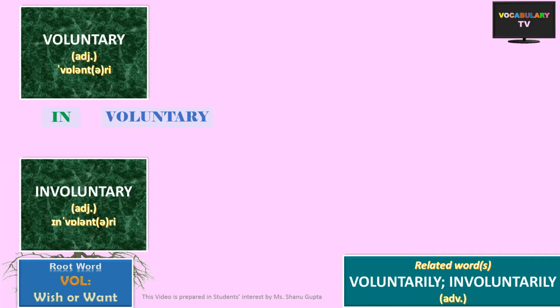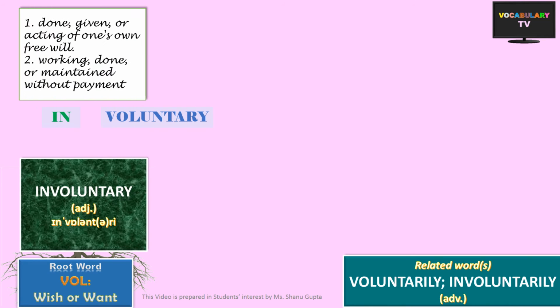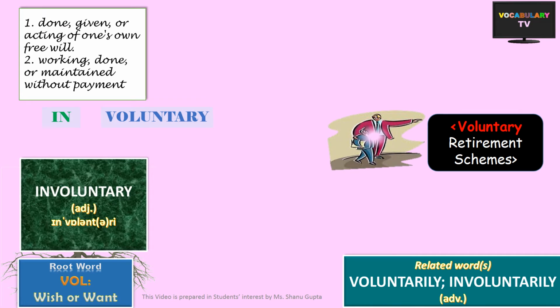Our next word is voluntary. The word is used for some entity or for some activity that is carried out of one's own free will, and many a times without payment. The most popular context in which the word is used in the corporate sector is the Voluntary Retirement Scheme or the VRS, which employees can avail to retire early with a lot of benefits.